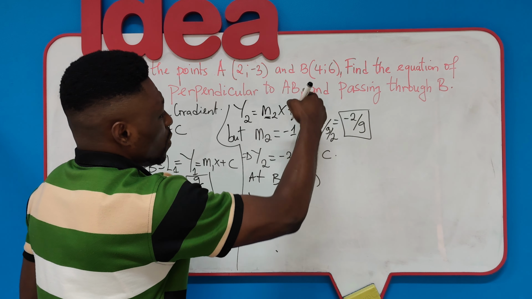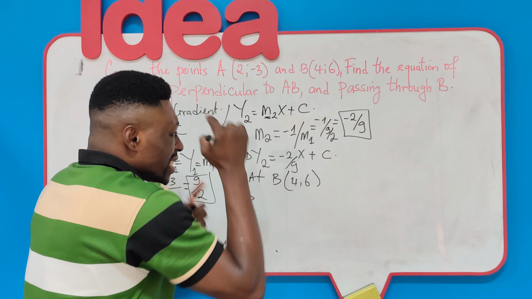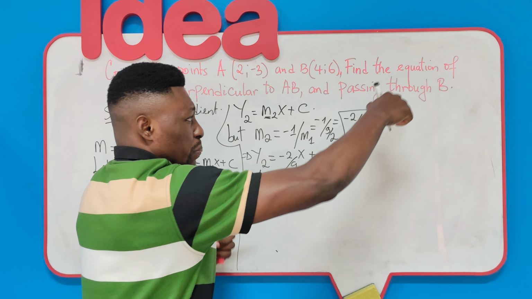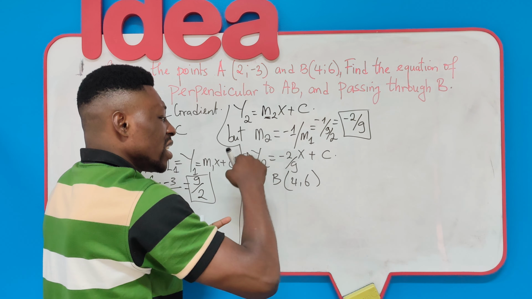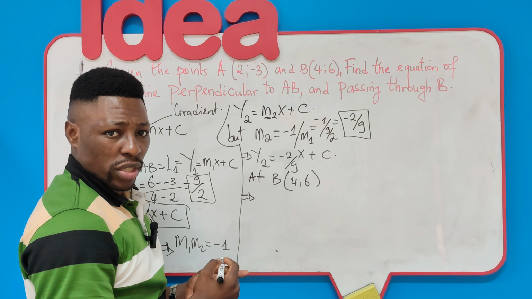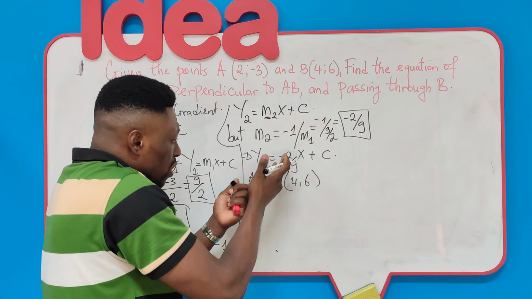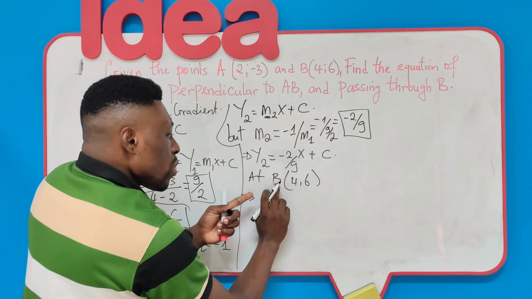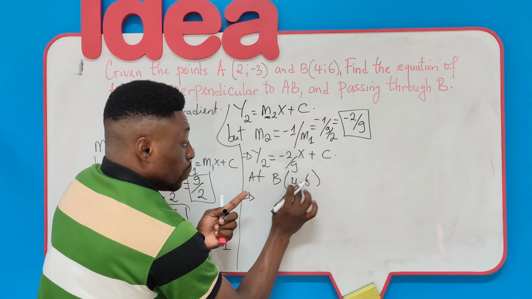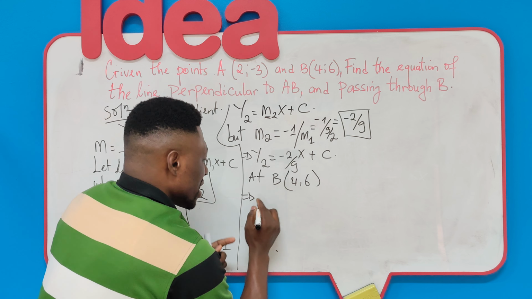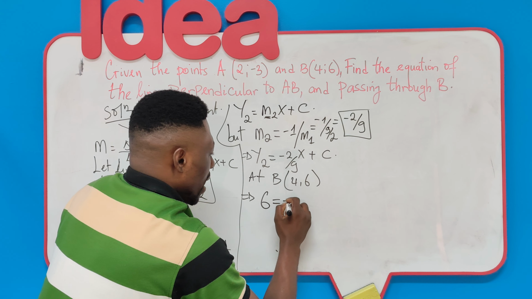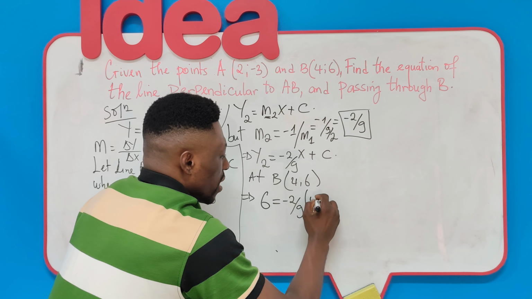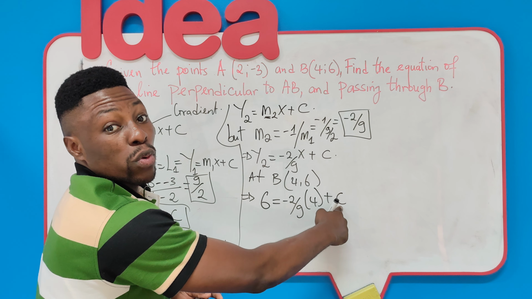Why do we have to put this B here to find c? This is because since our line y2 passes through the point B, it means B and every other point of this line should be able to satisfy this equation. So B is one of the points which belong to this line. Now, at this point B, the y coordinate is 6. And we have -2 on 9, which is the gradient, and the x-coordinate here is 4, okay? 4 plus c. Remember, we are out to look for c.